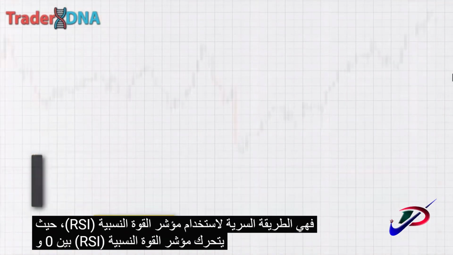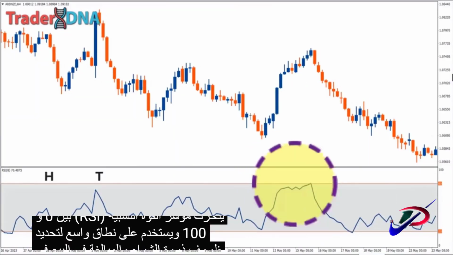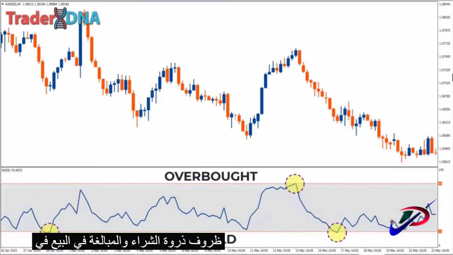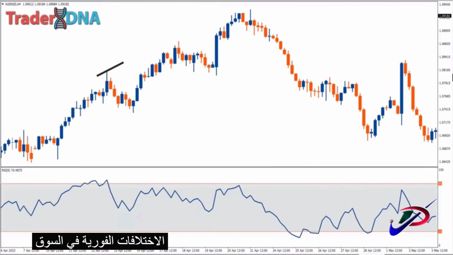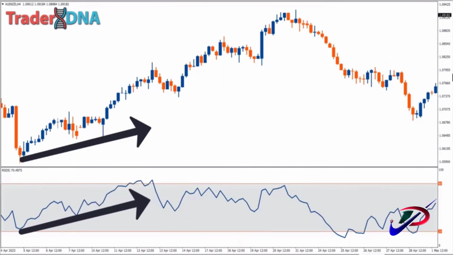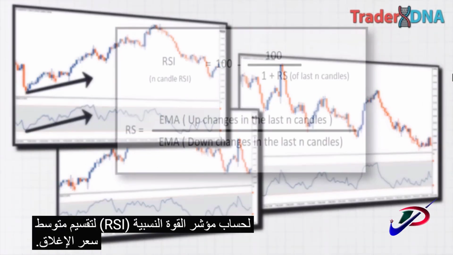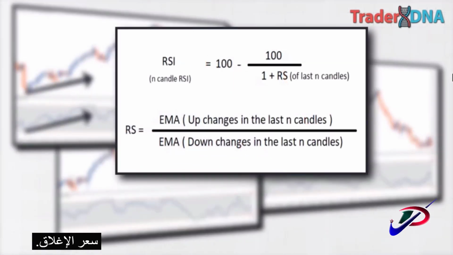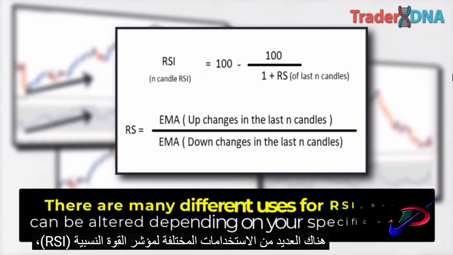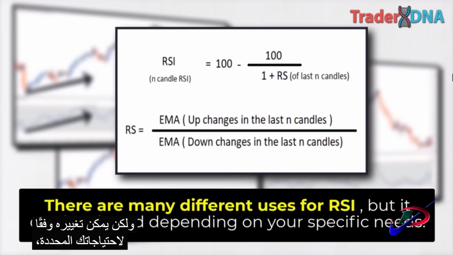The RSI indicator moves between 0 and 100 and is widely used to identify overbought and oversold conditions in the market, spot divergences, and detect general trends. To calculate the RSI, divide the average closing price of up closes by the average closing price of down closes. There are many different uses for RSI, and it can be altered depending on your specific needs.